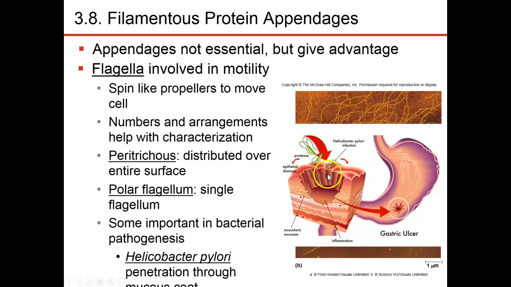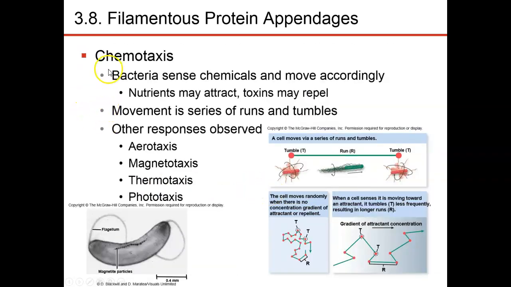That's called lophotrichous, I believe. I have to look up the name for that again. Lophotrichous might be both sides. But what they do is the flagella help them burrow through the stomach lining, the epithelium tissue, to get to the lower layers and cause gastric ulcers. So bacteria utilize their flagella to help them move either towards a chemoattractant or away from a repellent.